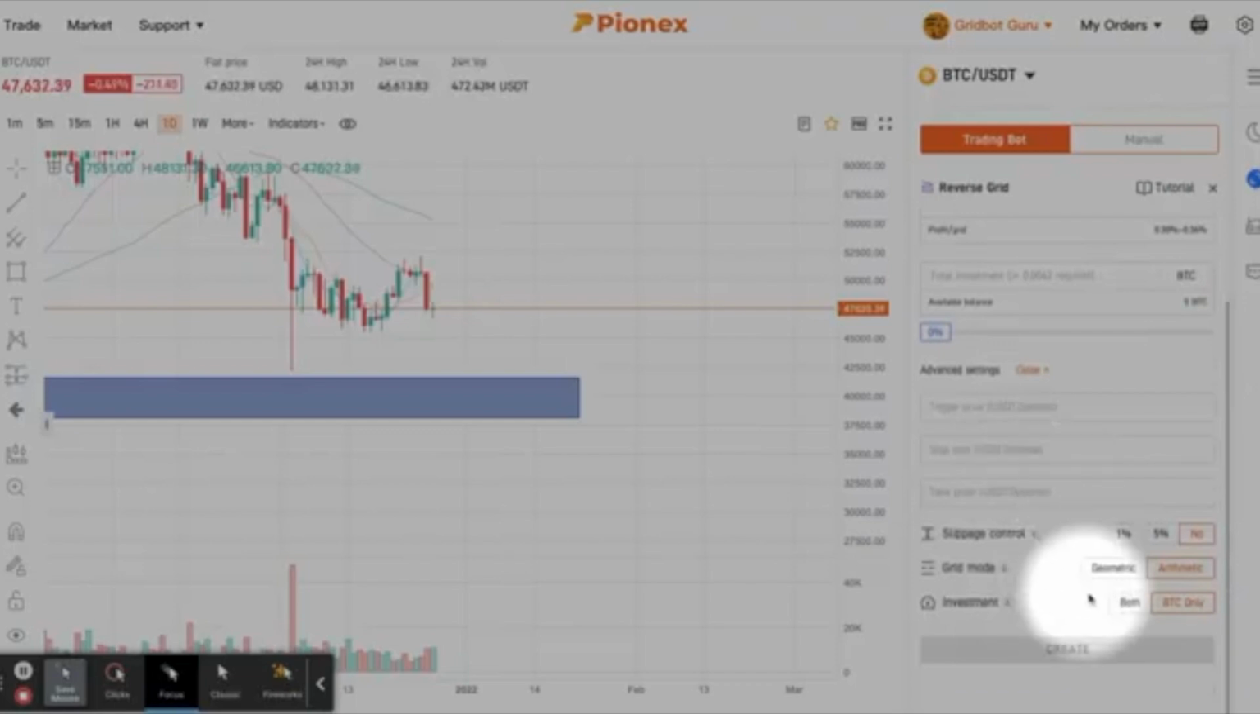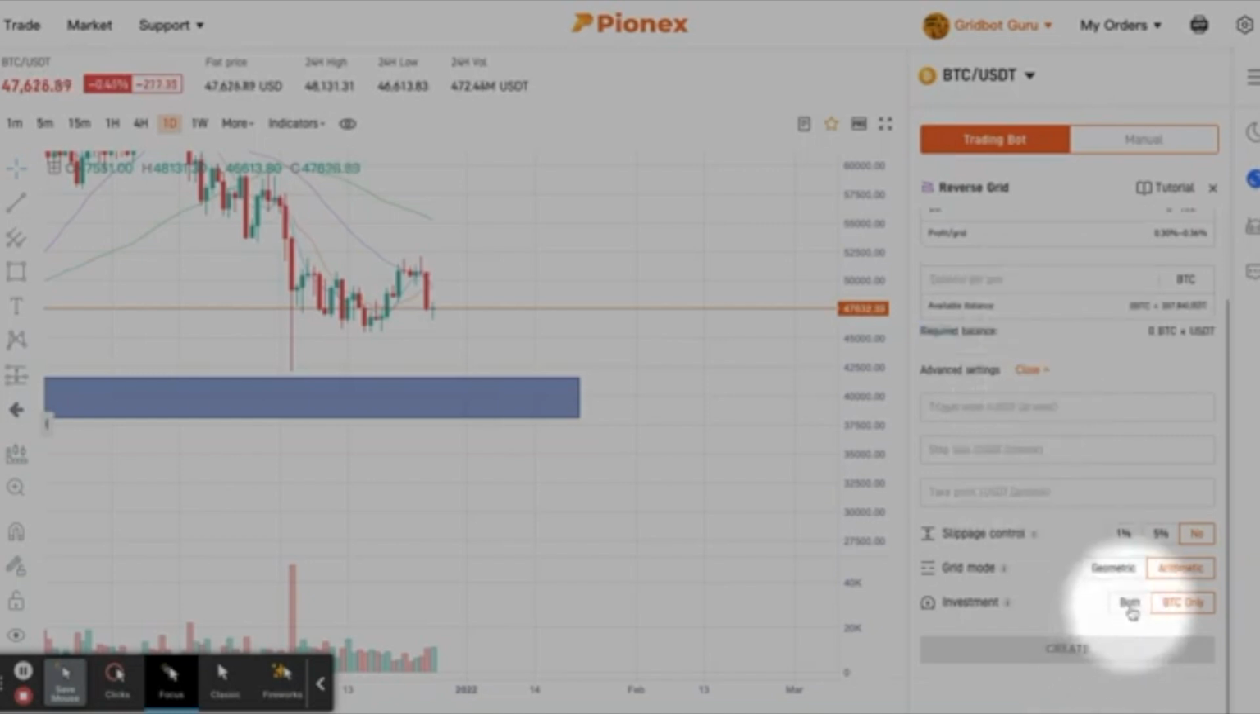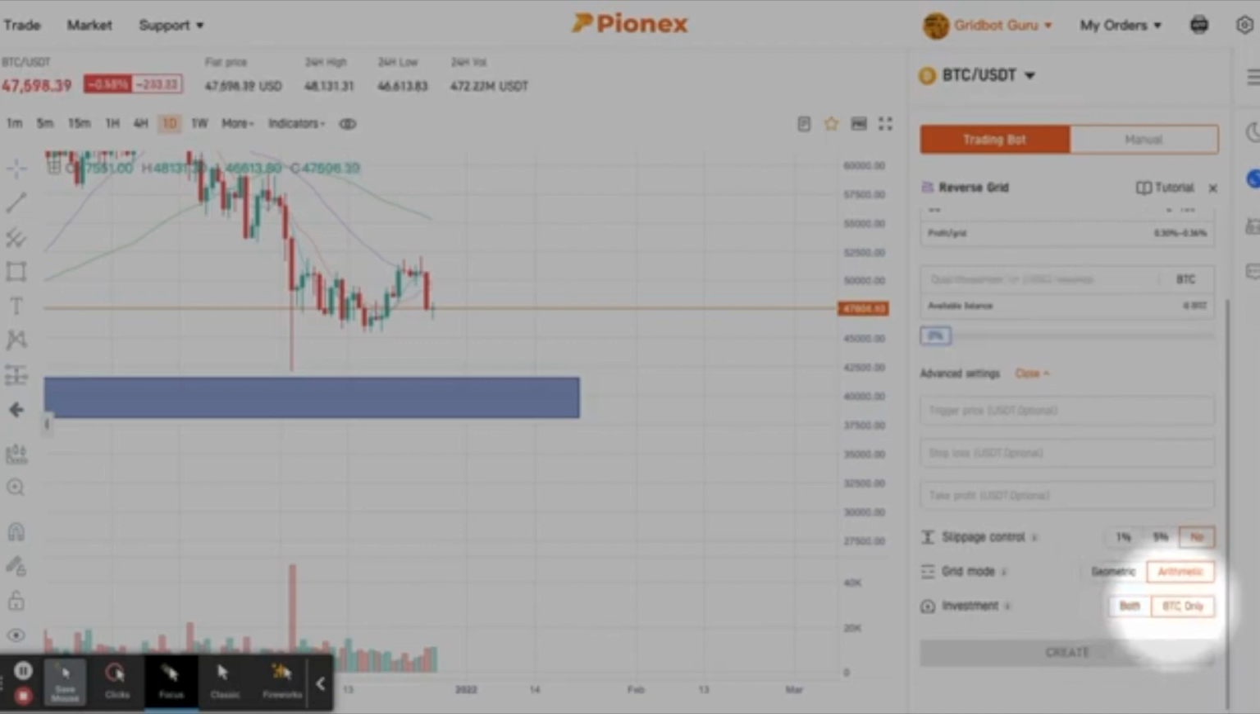I can come down and I can click on expand. Okay. I can click on expand, and what I can end up doing is I can switch it to both. So let's go ahead and let's look at what exactly this means. So I'm going to go ahead and click on BTC only. What I would need to do is I would need to have Bitcoin in my possession before running a reverse grid. Now, I know some of you guys are out there saying, no, you don't. No, you don't. Let me explain everything first.